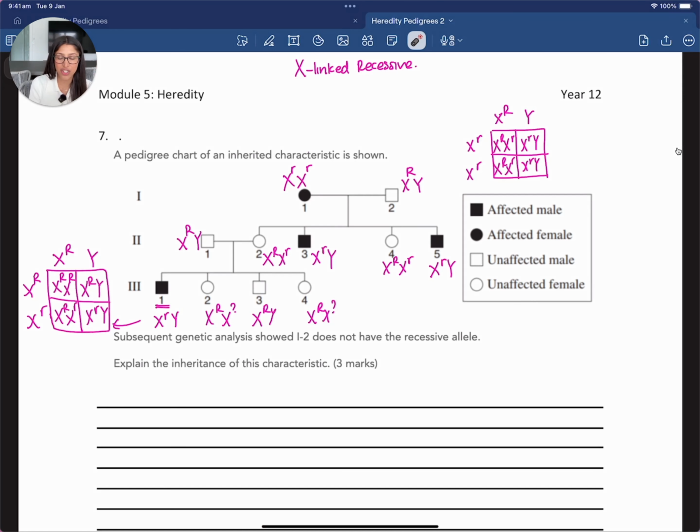Okay, so this is actually a 3 marker. So with your explanation, you do need to be really particular with what points that you're giving to convince the marker that this definitely would be a sex-linked recessive condition. So you don't need to mention everything that we've just looked at. We're going to be really specific with our points here.